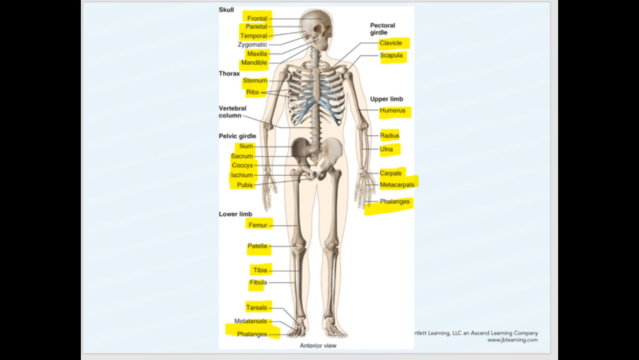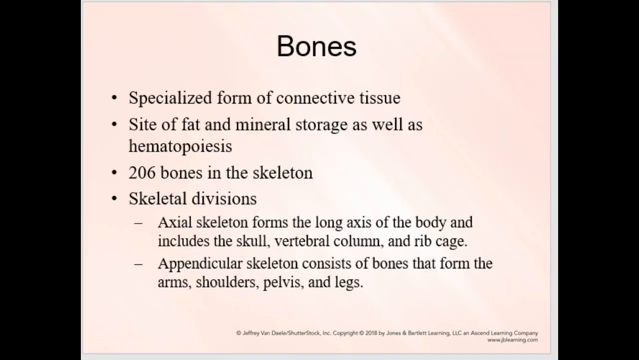So, bones, talking about the actual structure of the bones itself on the inside. It's actually a form of connective tissue. It functions as a site of fat and mineral storage, which we know as well, and a site for hematopoiesis. There's 206 bones in the skeleton, but some people actually consider what are called sesamoid bones, which I'm going to talk about in a couple of screens, as the additional bones.